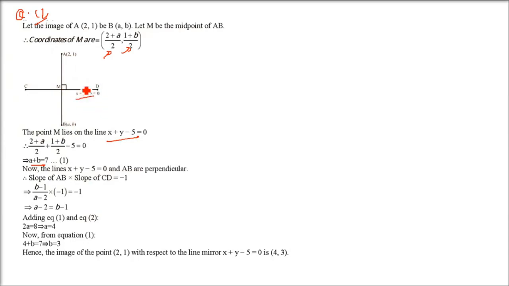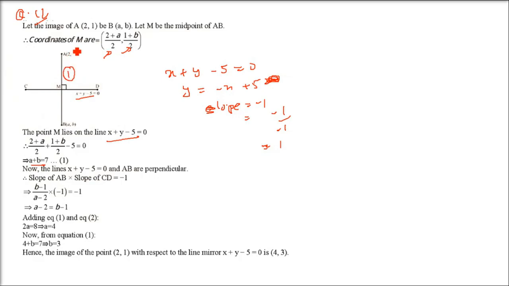Now AB and CD are perpendicular. So take the slope of both of these, multiply them, and take it equal to minus 1. The slope of CD: x plus y minus 5 equals 0 gives y equals minus x plus 5, so the slope is minus 1. Slope of CD is minus 1. The slope of AB will be minus 1 by minus 1, that is 1.